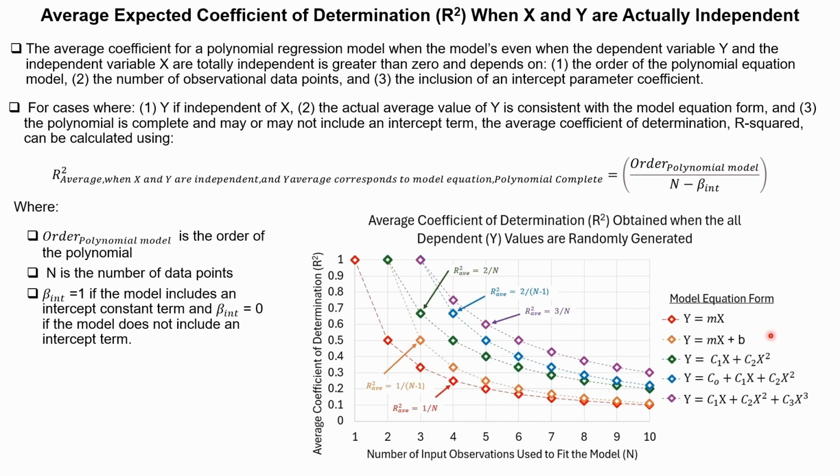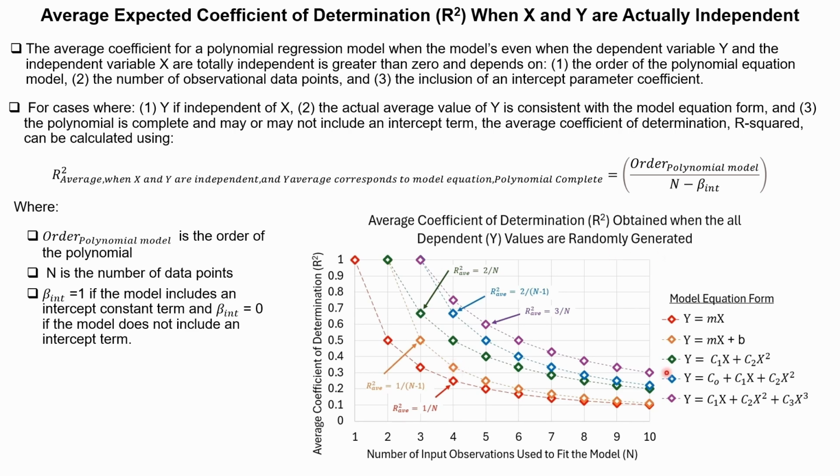As shown in orange, if the model equation form is first order and has an intercept term, then the numerator is 1 and the b-intercept is also 1. And the average R-squared value for that case would be 1 over the quantity n minus 1. Therefore, if 2 data points are used, we know that a line can always be perfectly fit, despite the fact that the dependent variable values are randomly generated. So the average R-squared value will always be 1 in that case. If the number of input observations used, n, is 4, then 1 over the quantity 4 minus 1 is 1/3. Therefore, even though all 4 of the dependent variable values are randomly generated, on average, the average coefficient of determination R-squared would be 1/3.